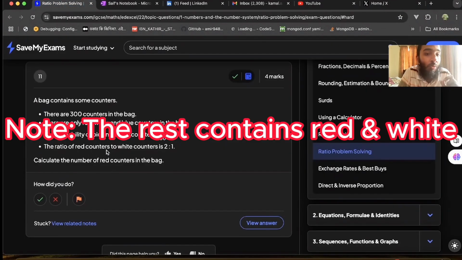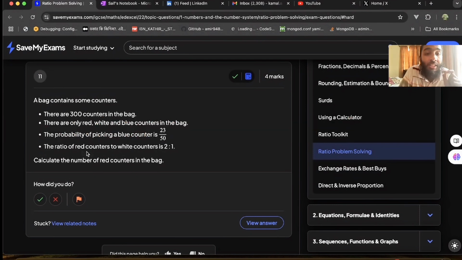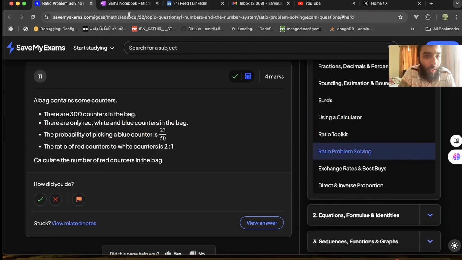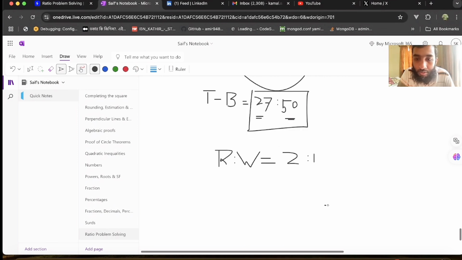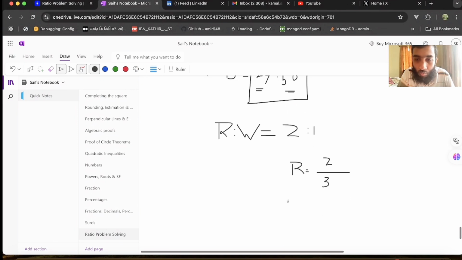The fourth information here is the ratio of red counters to white counters is 2 is to 1. So the ratio of red counters to white counters is what? 2 is to 1. So if the total is 3, which is 2 plus 1, then red is what? Red is 2 by 3 and white is what? 1 by 3, right?